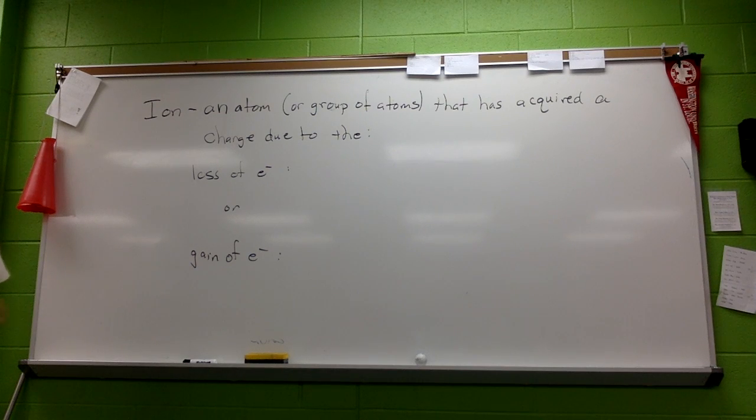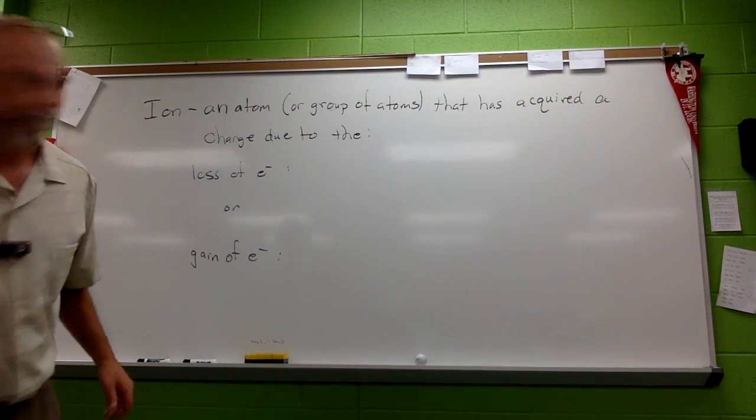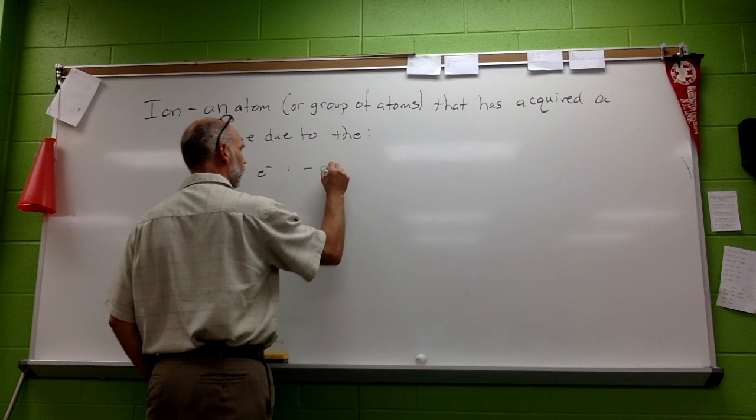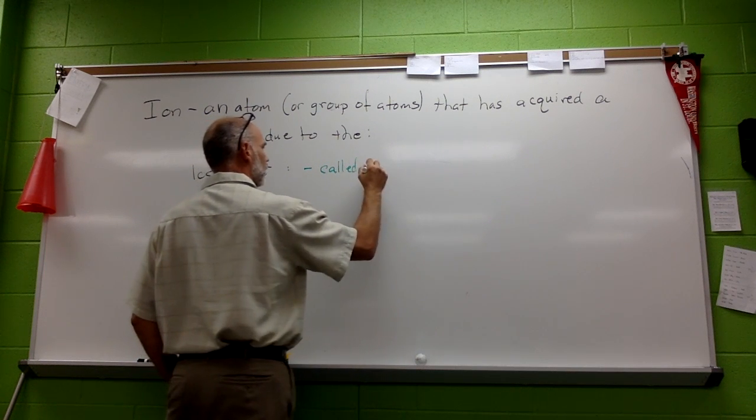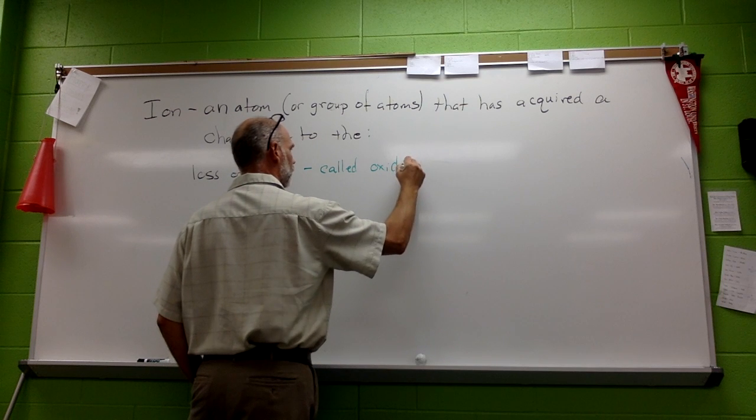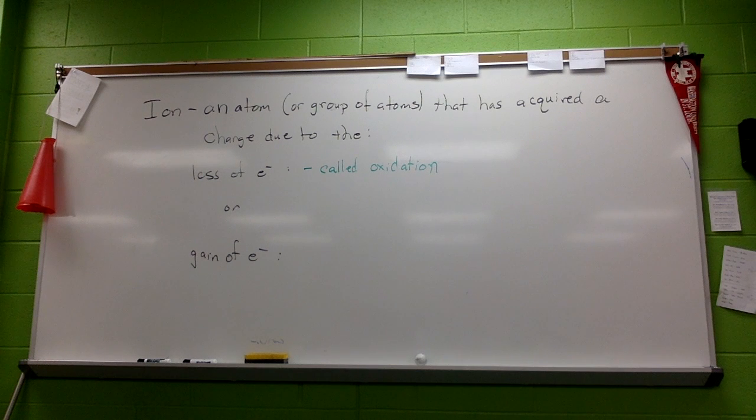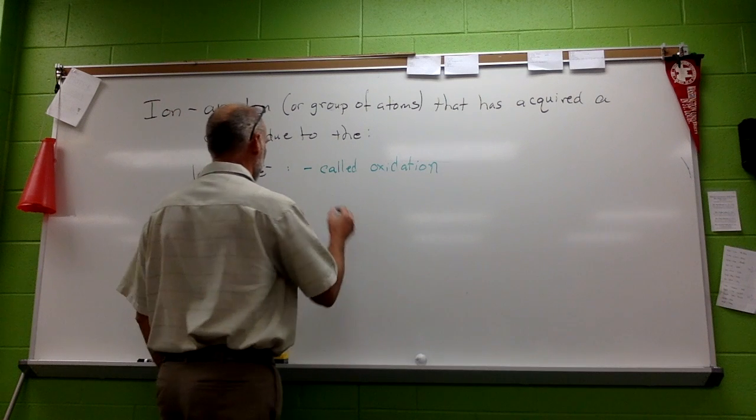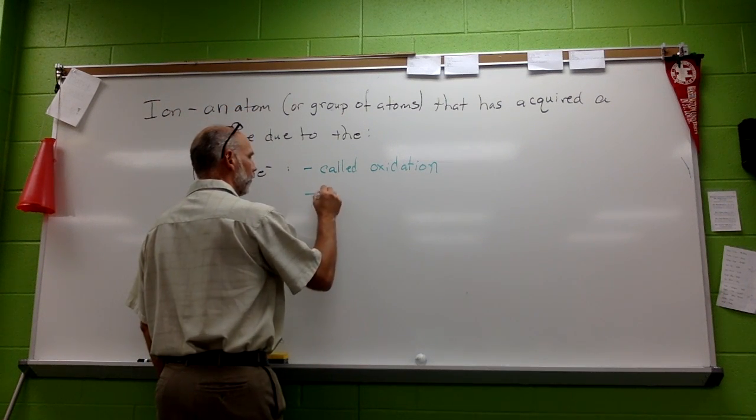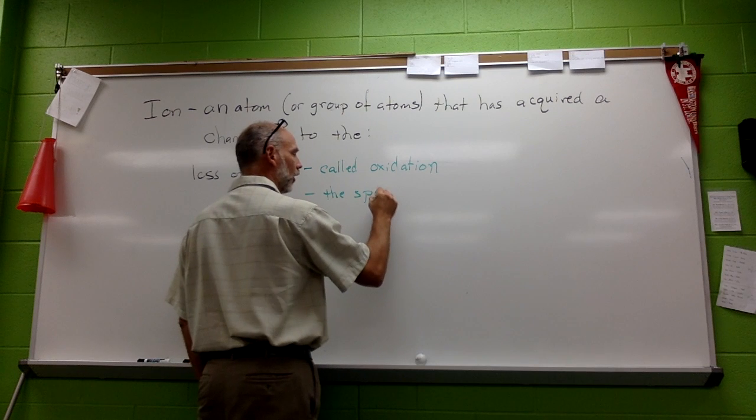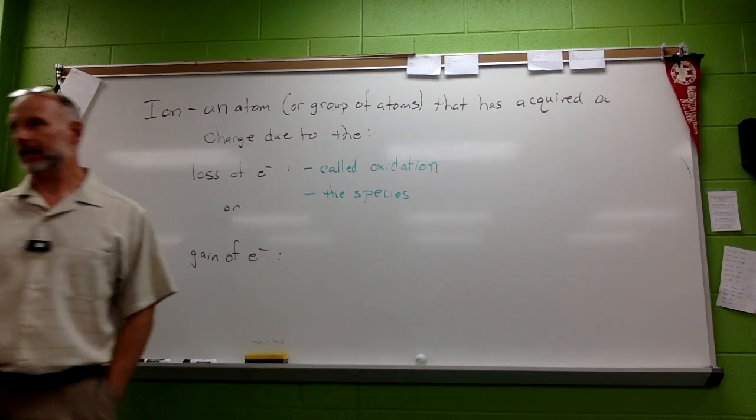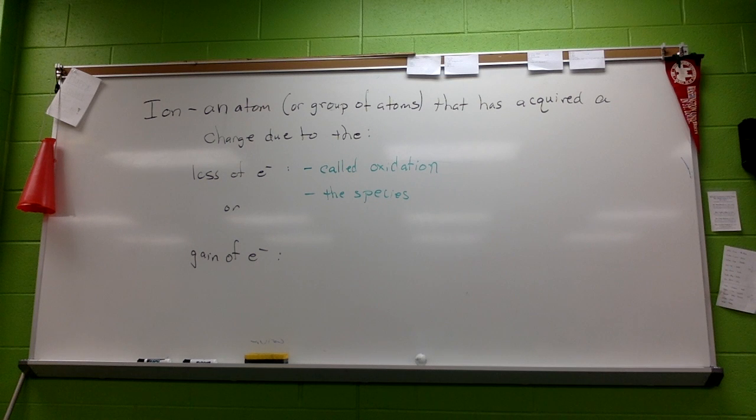Anyway, loss of electrons. There's an actual term that goes along with this. That term is called oxidation. That process of losing electrons or having undergone the loss of electrons is called oxidation. The species, I'm going to say species because it could already have a charge, or it could be an atom or a group of atoms. So I just put chemical species.